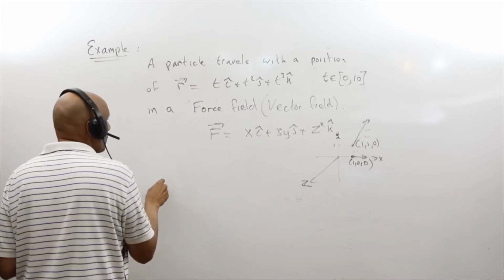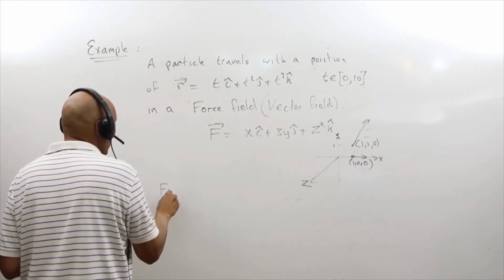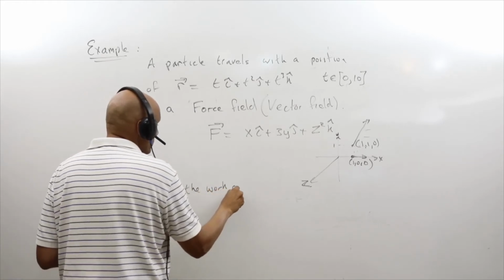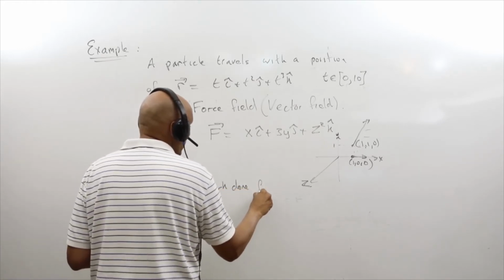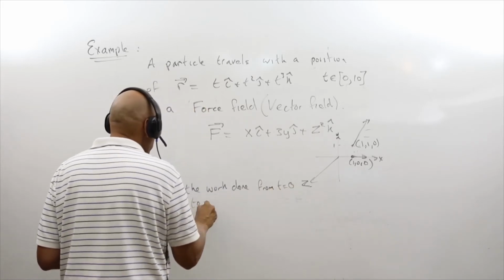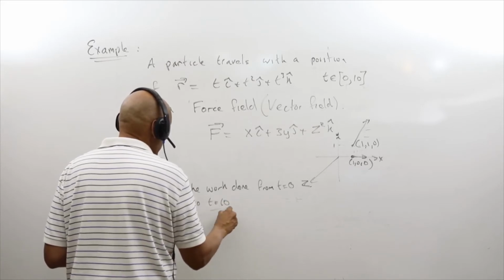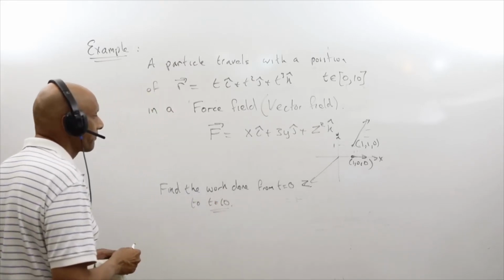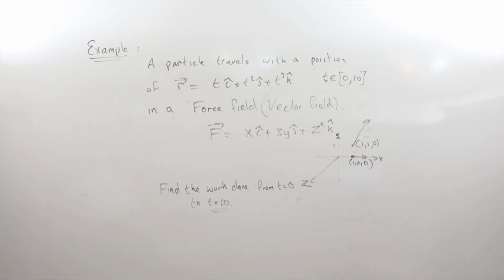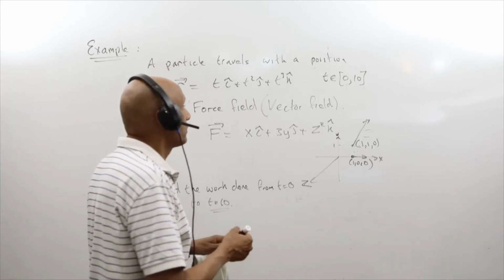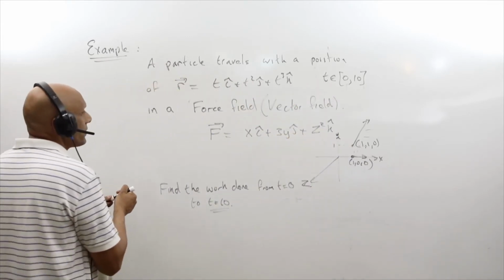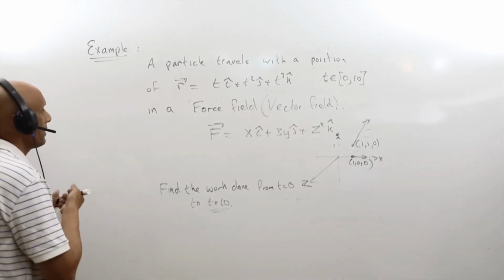And ultimately the question is, find the work done from t equals 0 to t equals 10 seconds. So we're going to start off this integral right from our definition of work. And actually, let me write this down because I'm going to have to erase this board. I think I made it too big.